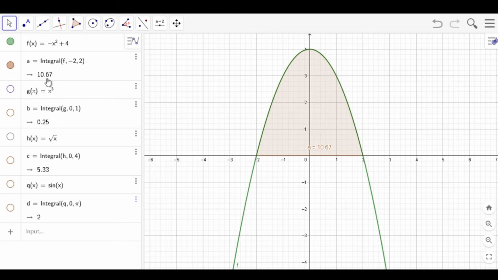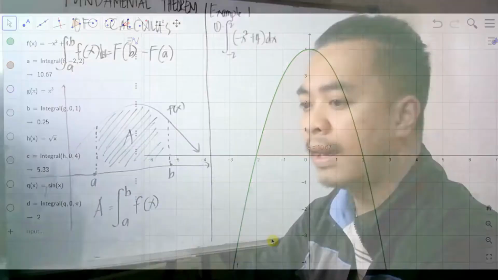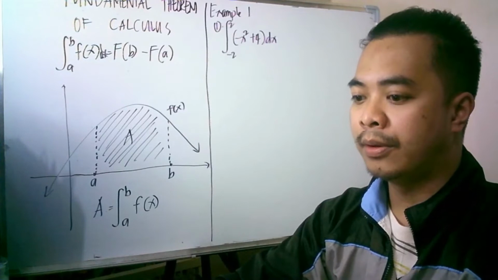Well, actually na-compute ko na dito, no? GeoGebra has the ability to compute, no? Integral of f and then the limits from negative 2 to 2. It's giving us 10.67, but I do not want you to compute using GeoGebra. I want you to correctly compute the area by using itong fundamental theorem of calculus. So let's go back to our board.